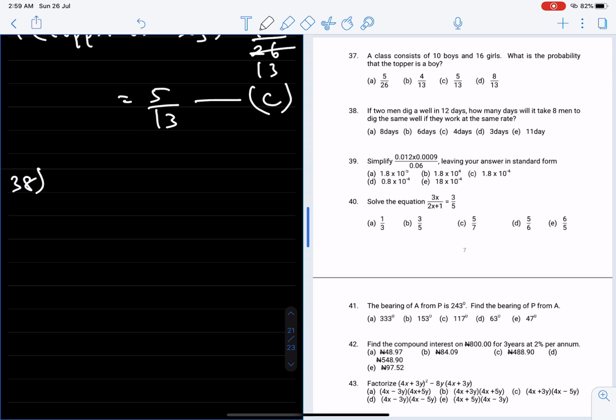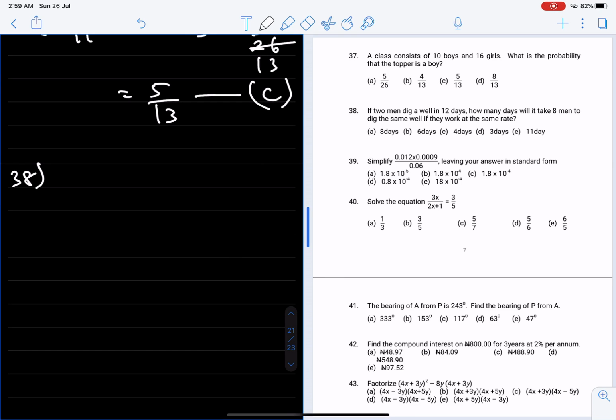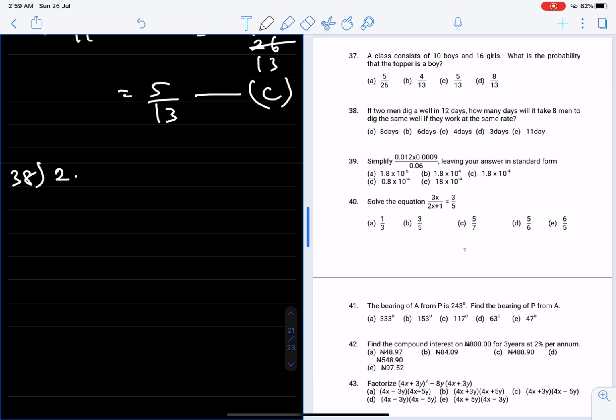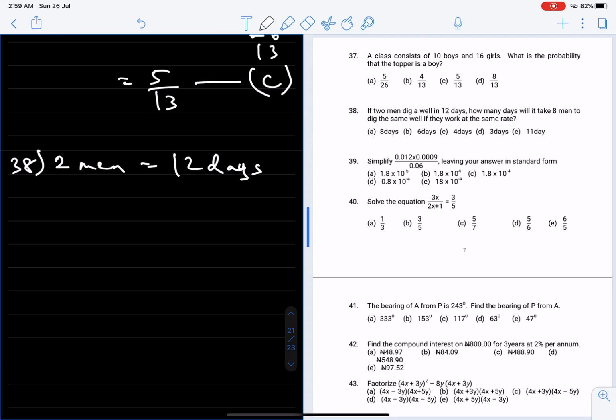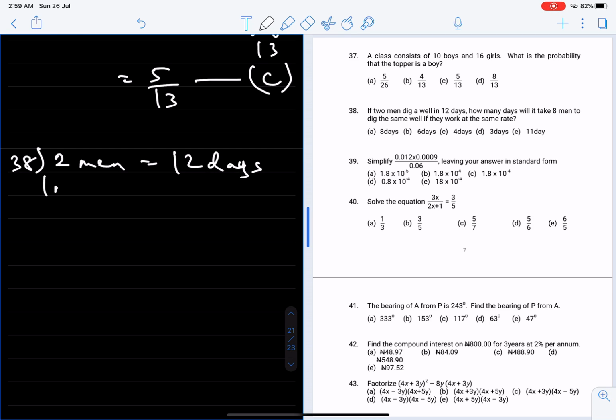So I'm just going to do it this way. 2 men equals 12 days. How many days will it take 8 men? This simply means 1 man is equal to, 2 men took 12 days, so 1 man would have taken 2 times 12, which is 24 days.